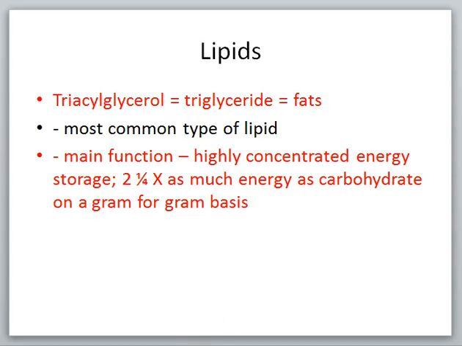Now, the main function of triacylglycerols is that they serve as highly concentrated means of storing energy. As a matter of fact, the fats and oils, which again, triacylglycerol is just a fancy way of saying fats and oils, contain about 2.25 times as much energy as a carbohydrate on a gram for gram basis.